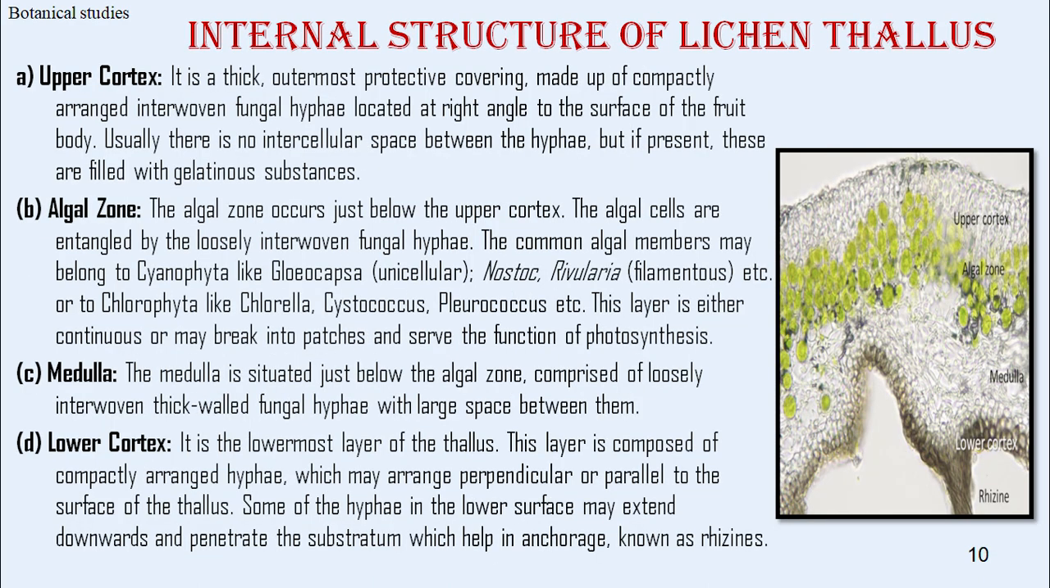Let us discuss the internal structure of lichen thallus. Lichen thallus is divided into four different parts: upper cortex, algal zone, medulla, and lower cortex.